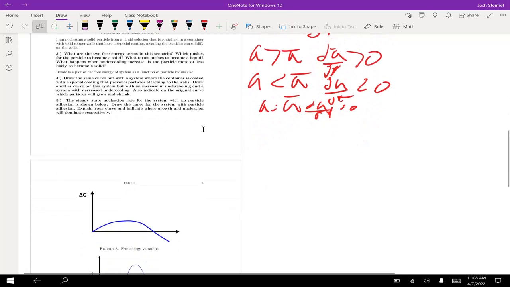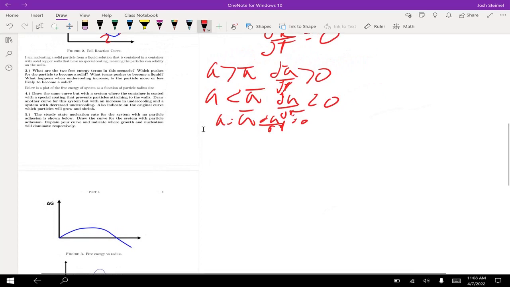So I'm nucleating a solid particle from a liquid solution. It is contained in a container with solid copper walls that have no special coating, meaning the particles can solidify on the walls. So I have a system where my particles can solidify on and at these walls here. What are the 2 free energy terms of this scenario?